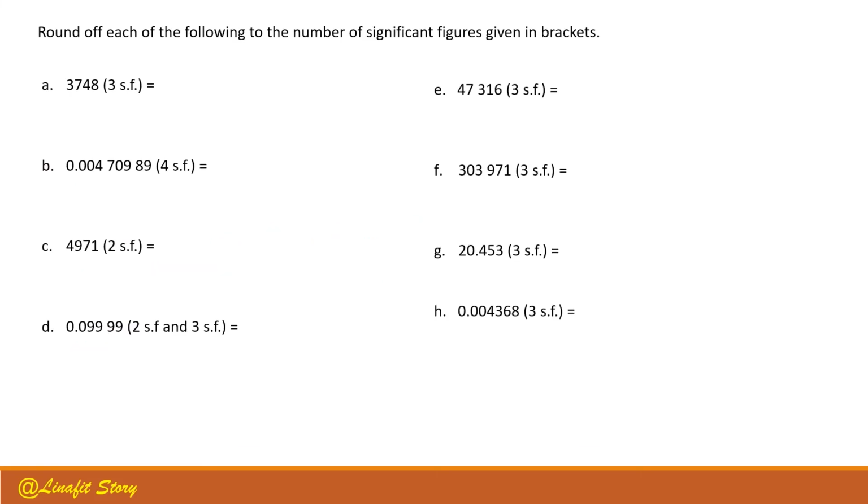Round off each of the following to the number of significant figures given in brackets. 3,748 to three significant figures. So the answer is 3,750 to three significant figures. Why? Look over here. Start from left, right? 1, 2, 3. So after 4 is 8. So round up. 4 plus 1 is 5. So the answer is 3,750.